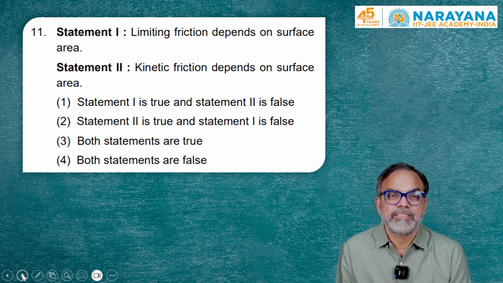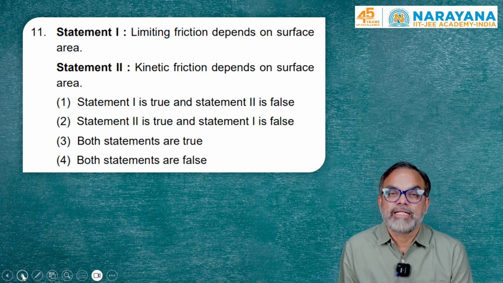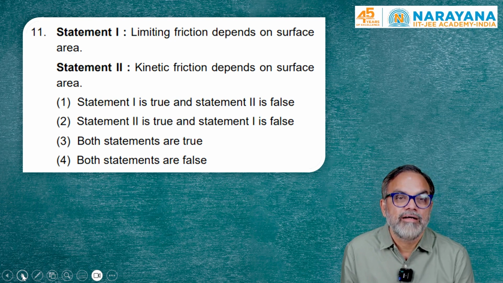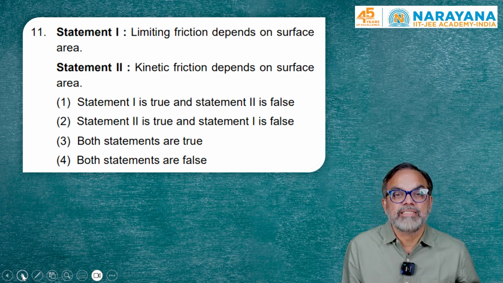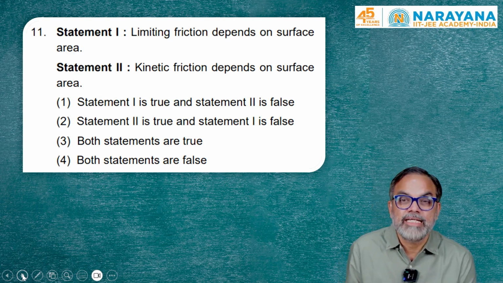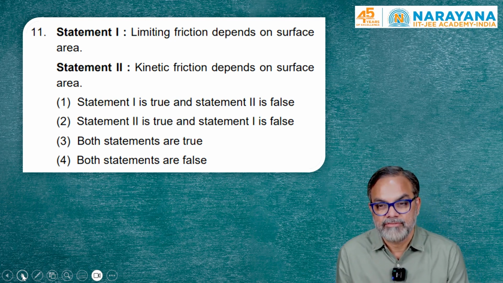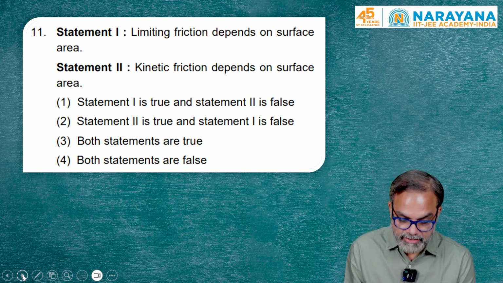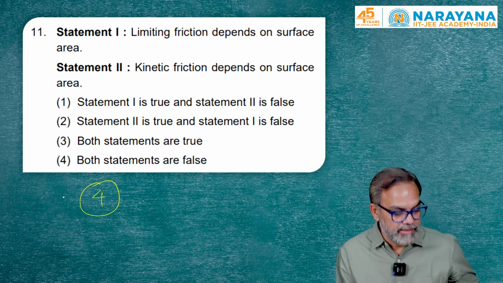Limiting friction depends on surface area. This is a wrong statement. Kinetic friction depends on surface area. So students, here both the statements are false. Whether it is limiting friction or kinetic friction, it is independent of surface area. It is a very common fact when we study static and kinetic friction. So here our right answer will be both the statements are false. So fourth will be the answer.